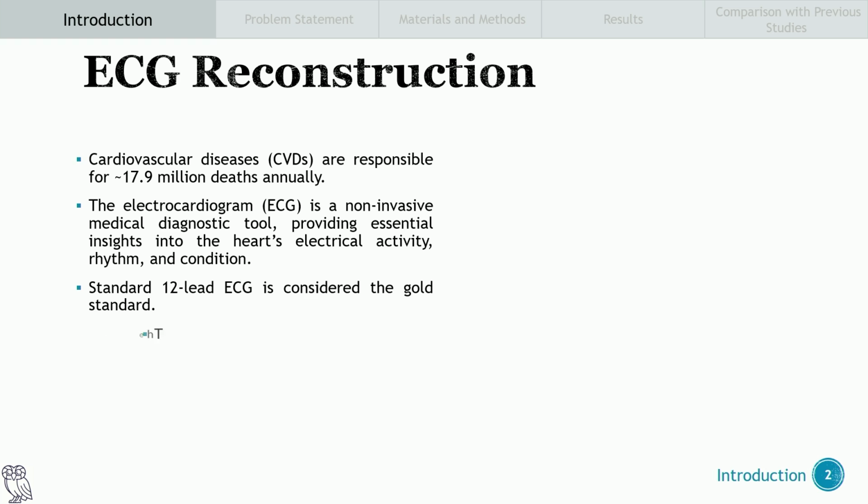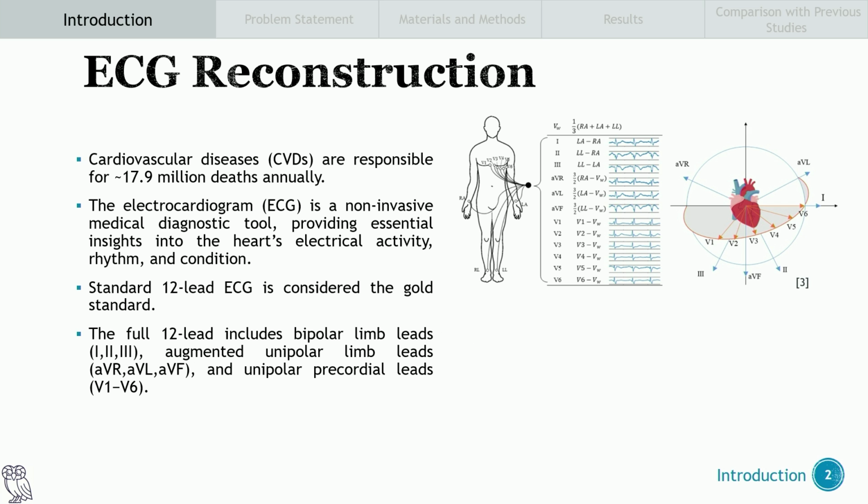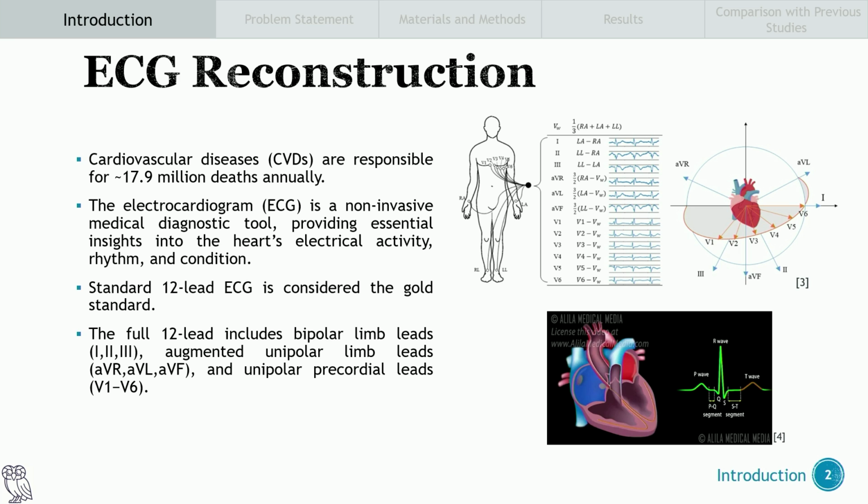These 12-lead ECG can be recorded by attaching 10 electrodes to the body, as you can see there. And out of these 10 electrodes, we get 12 recordings. That gives us information about the heart's electrical activity across different angles.